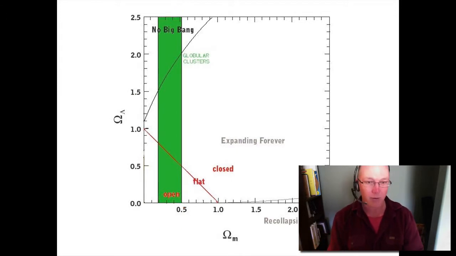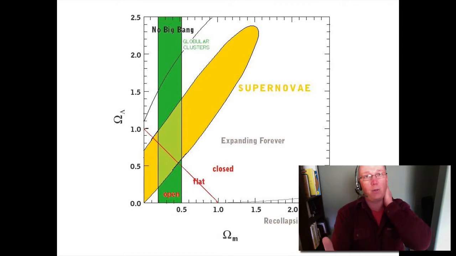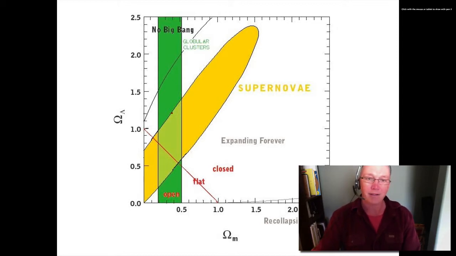So let's go get another one. Let's look at supernovae, the stuff we worked out with the age of the universe, looking back in time. If they're further away than we think, we know we have to be in an accelerating universe. If they're closer than we think, we know we have to be in a coasting universe. You can see this is the region it blocks out, and it overlaps with the globular clusters here.